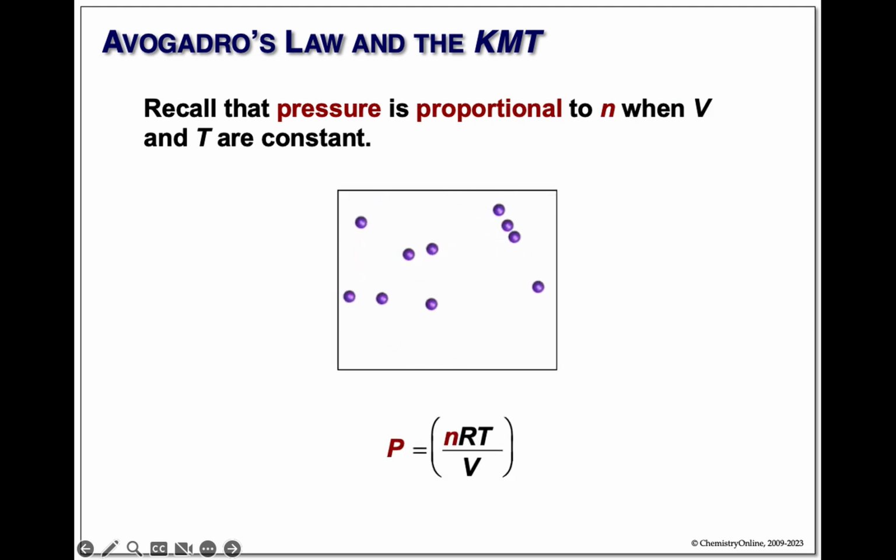If the number of gas molecules in a container is doubled with no change in the temperature or volume, the number of collisions between gas molecules and the container walls doubles, which translates into a doubling of pressure.